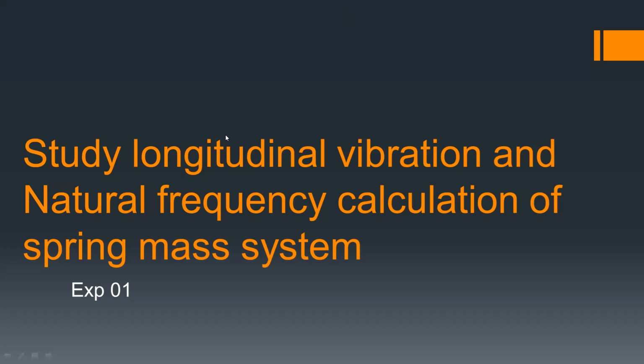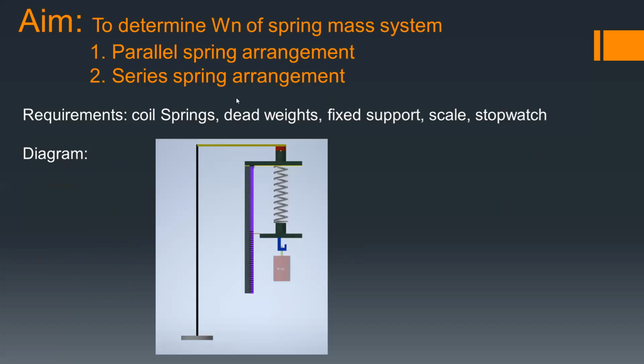This is experiment number 1. The title is: Study the longitudinal vibration of the helical spring and the natural frequency calculation for the spring mass system. The aim is to determine the natural frequency, that is omega n, of the given spring mass system. The first case is when the springs are connected in parallel, and the second is the series arrangement.